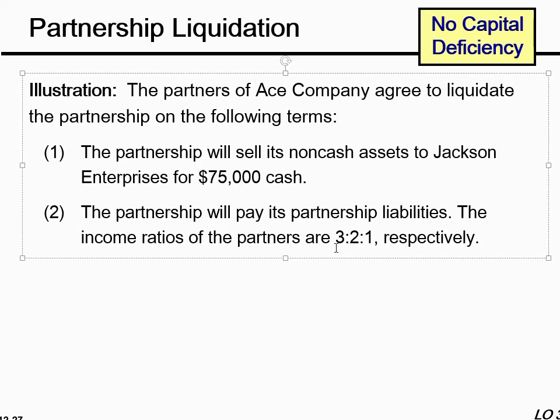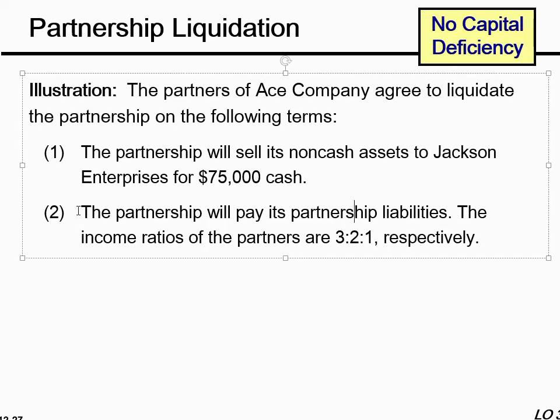The second thing is that the partnership will pay its partnership liabilities. Jackson is not handling their liabilities, they are only purchasing non-cash assets. The partners have to pay the liabilities by themselves. So whatever money the partnership business gets, they will distribute to the creditors to pay their claims.